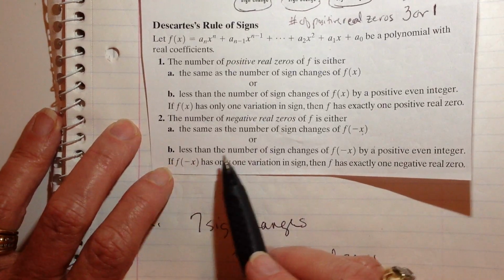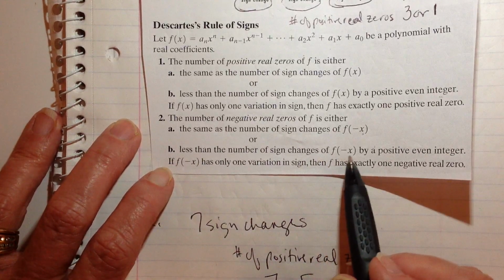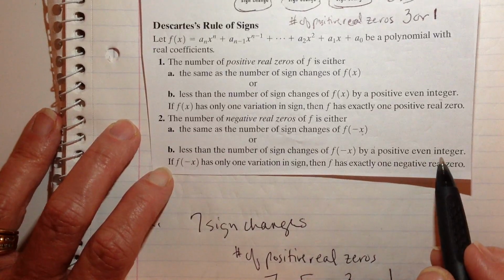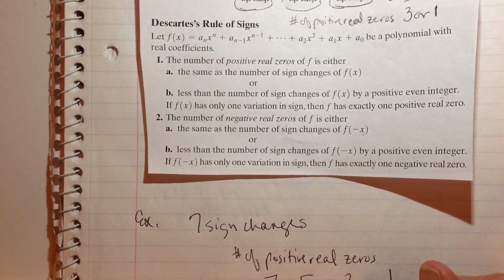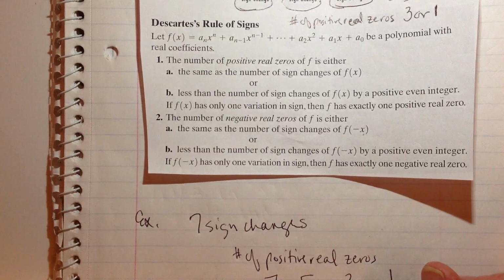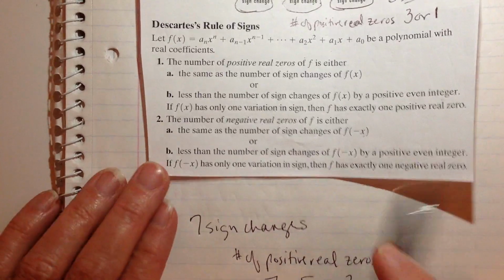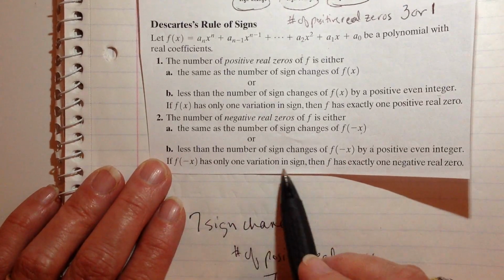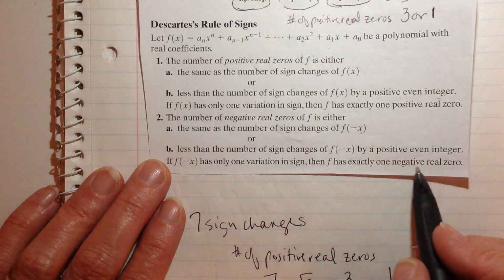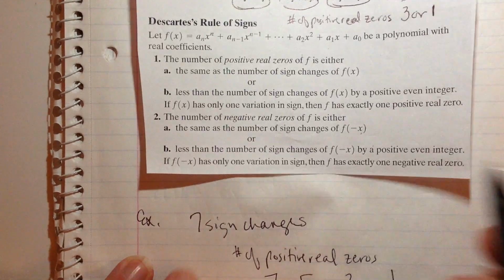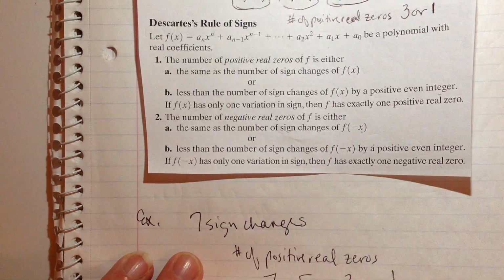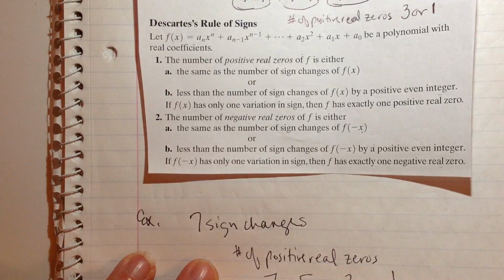And then it says, or less the number of sign changes of f of negative x by a positive even integer. So again, we'll plug in negative x, simplify, then determine the number of sign changes, and however many sign changes we have, it will be either that number or that number decreased by 2. So if f of negative x only has one variation in sign, then f has exactly one negative real zero. Okay? So we will replace x with negative x to determine our number of negative zeros.